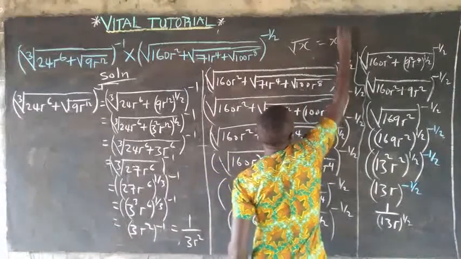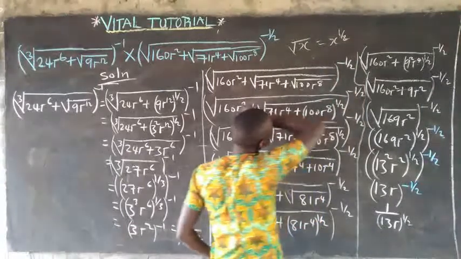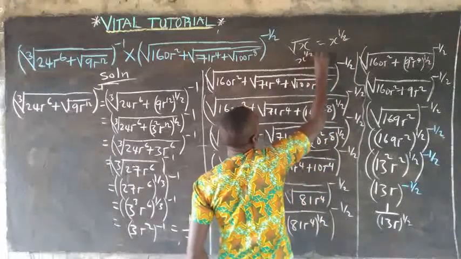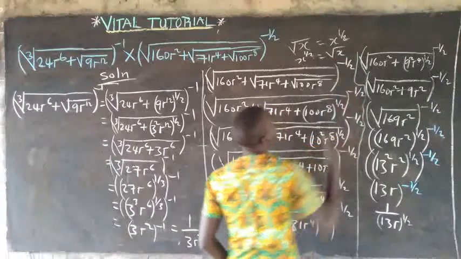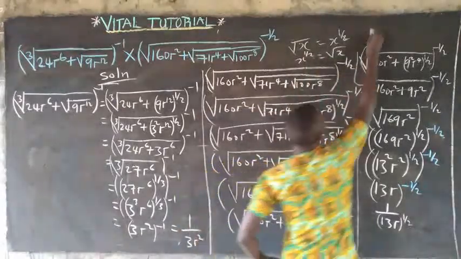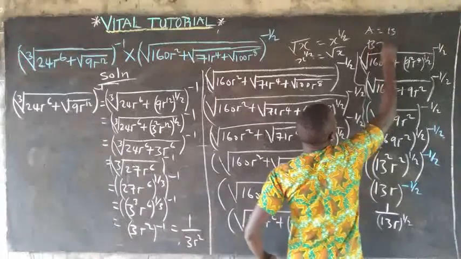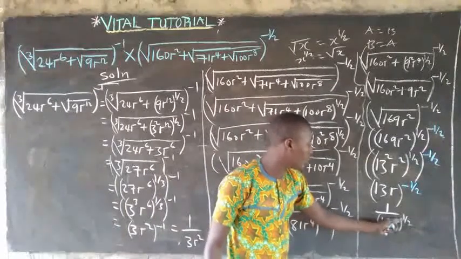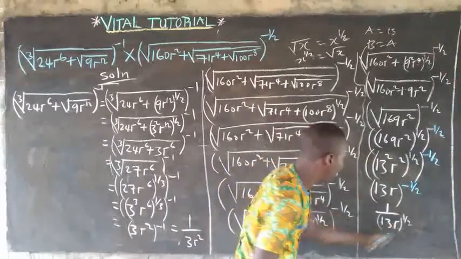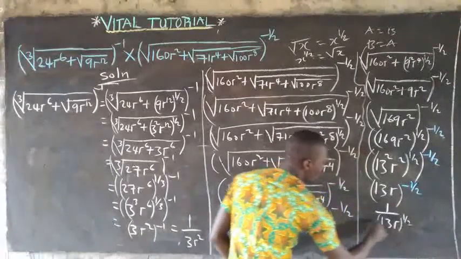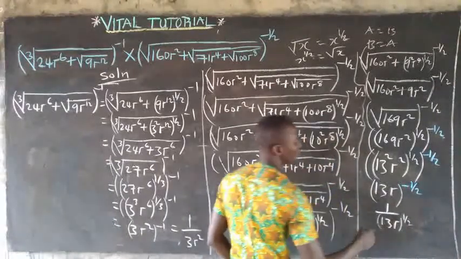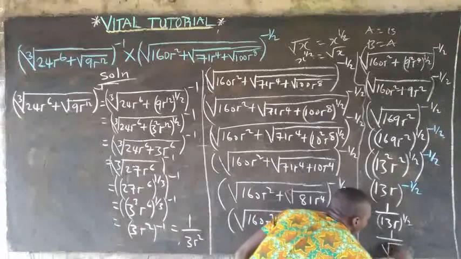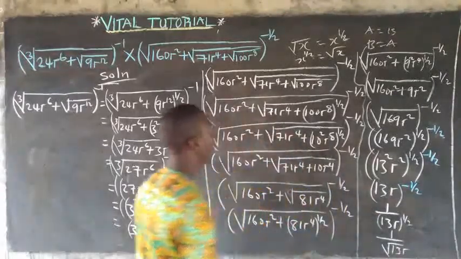So here, I told you before that the square root of s is the same thing as s raised to the power of 1 all over 2. So if the square root of s is equal to s raised to the power of 1 over 2, it shows that s raised to the power of 1 all over 2 is the same thing as root s. If a is equal to b, then b is equal to what? a. I hope you are following. So we have 13 r raised to the power of 1 all over 2, which is the square root of 13r raised to the power of 1, which is the square root of 13r. So this is 1 all over the square root of 13r. I hope you are following.